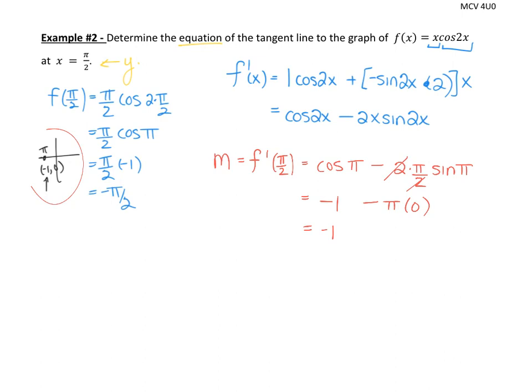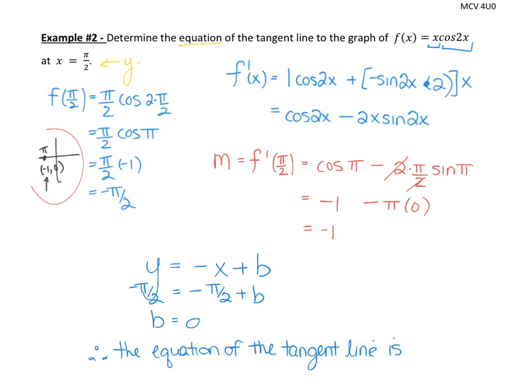And so then we're ready to go ahead and write our equation. We know our partial equation is negative 1x plus b. Let's put our x and our y values in. Our y value is negative pi over 2. Our x value is pi over 2. And if you solve for b, I think you can see that b equals 0. And therefore, the equation of the tangent line is simply y equals negative x. So a very simple one, actually.